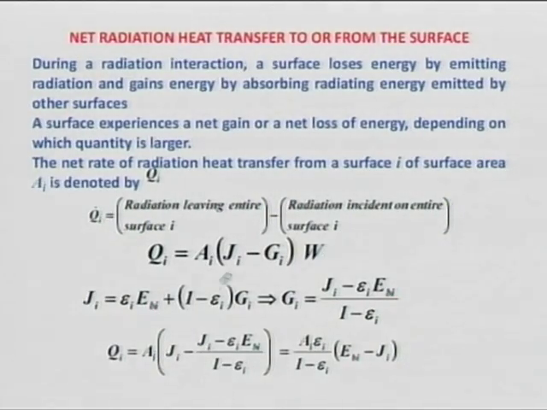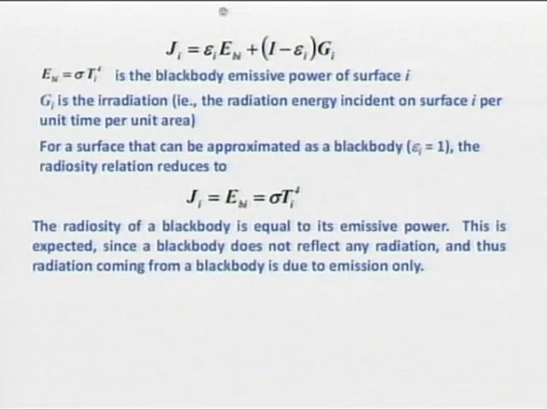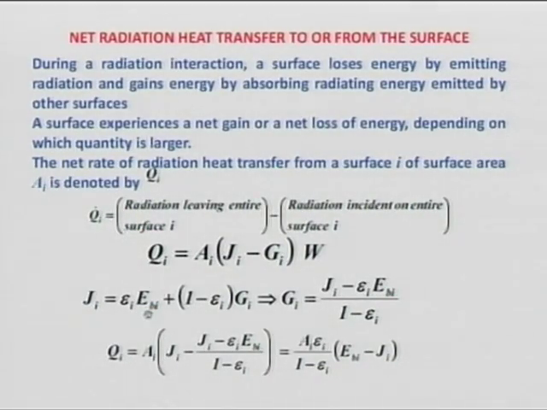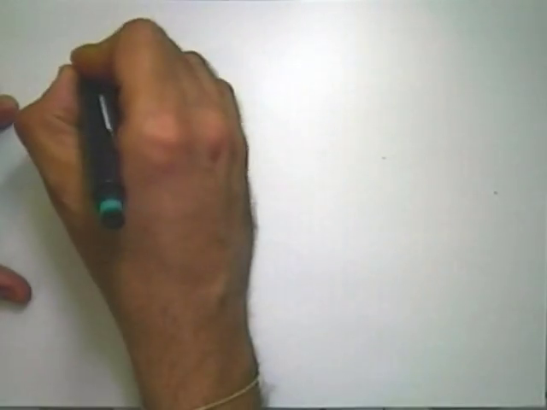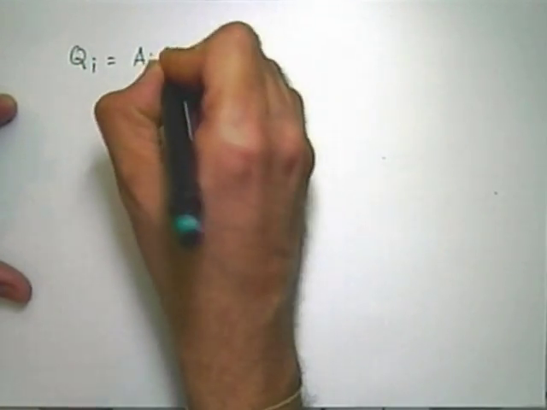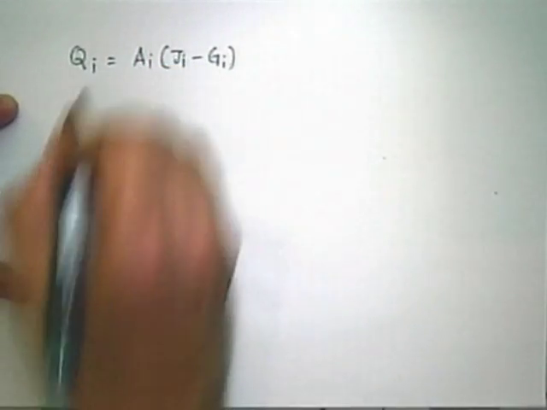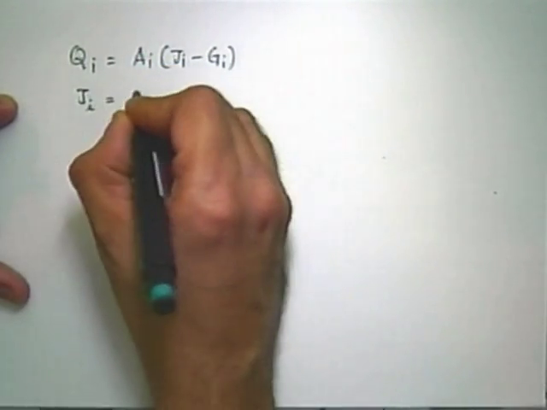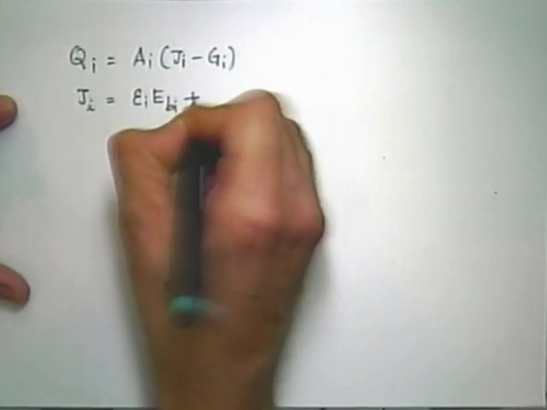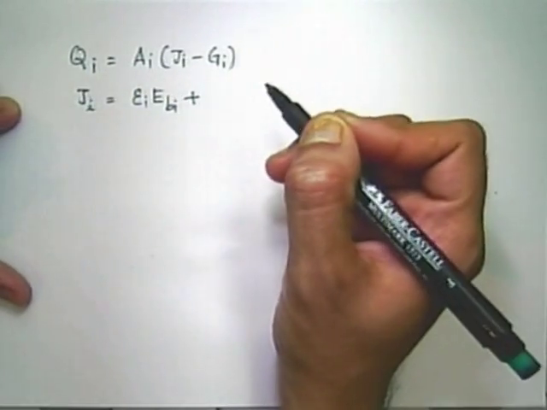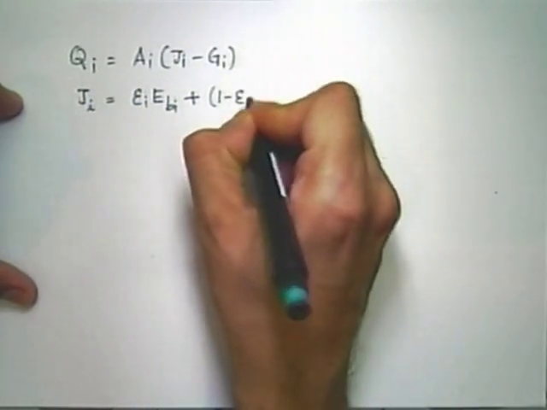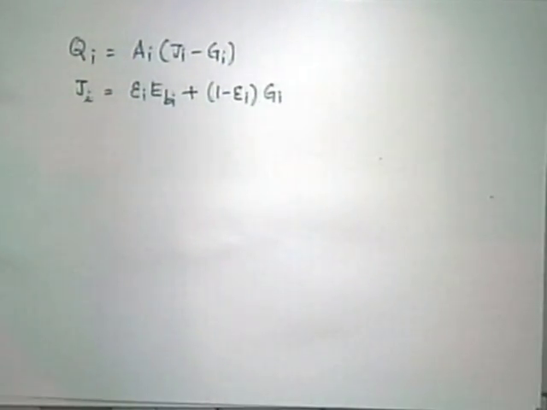So this Ji I will substitute here from the previous slide as this quantity, epsilon i Ebi plus 1 minus epsilon Gi. Shall I write this or is this okay? I will also work it out because you will end up with the resistance. Qi equals Ai, Ji minus Gi. From the previous slide I will write Ji is equal to epsilon i Ebi plus, I do not want to memorize, what was it, rho i Gi, rho I do not like. So I will write 1 minus alpha, again I do not like that, so I will write this as 1 minus epsilon i Gi. See, because I do not like so many things I throw them away, that is all.